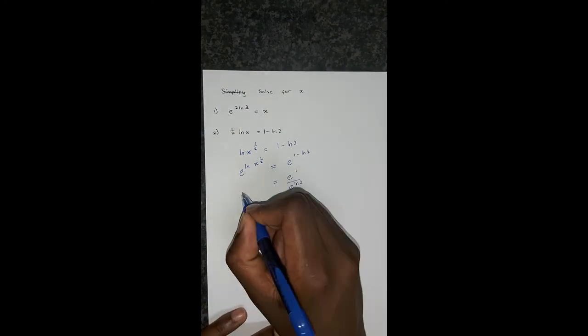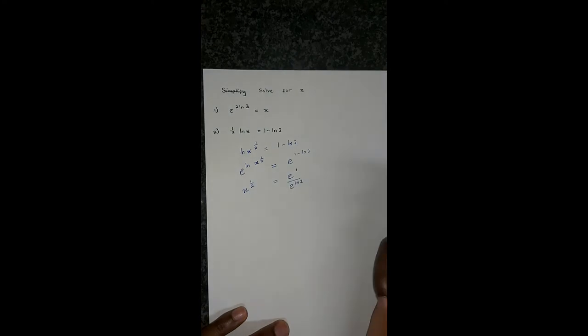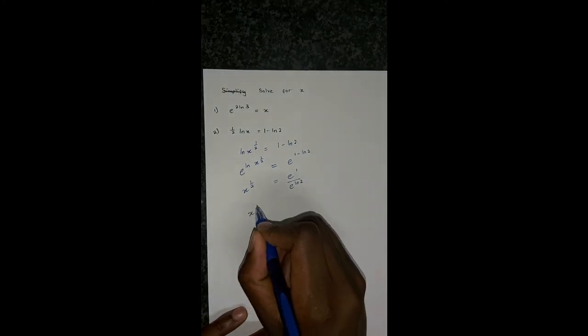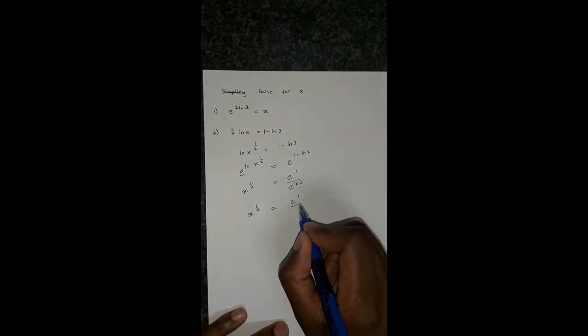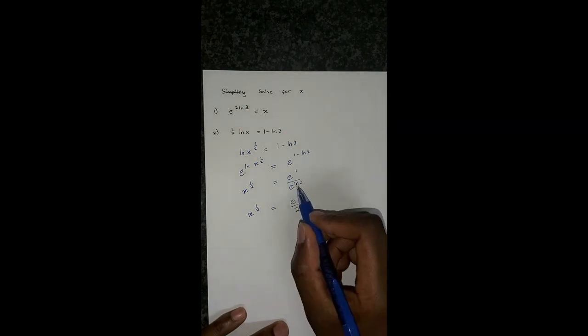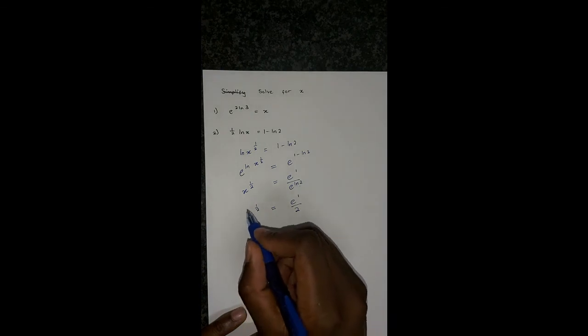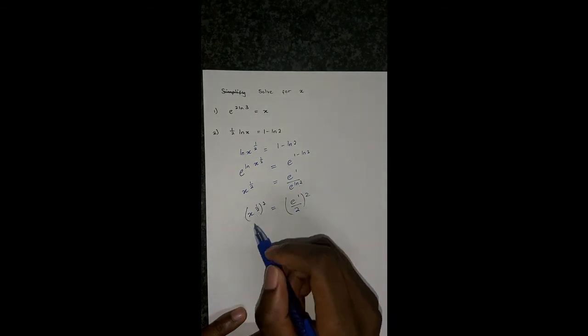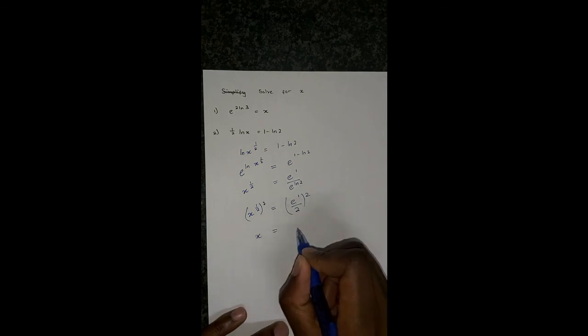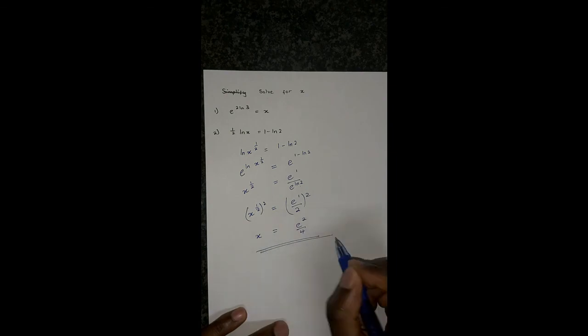And then this one is x to the power of a half. So x to the power of a half is equal to exponent of 1 over, and this one is just equal to 2, since it's exponent of ln 2. Okay, and then you square both sides so that you get rid of the half, so that you're left with x being equal to exponent of 2 over 4 as your solution.